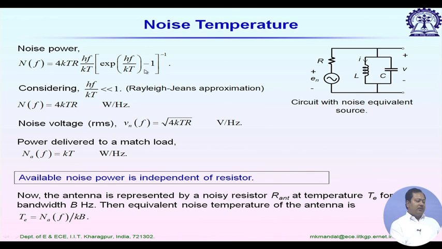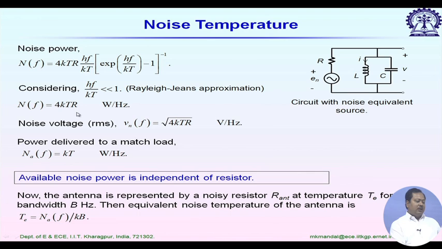Now, if we consider a low frequency high temperature case, so that means hf by kT much less than 1, this condition is also called Rayleigh-Jeans approximation. In that case, e to the power x, we can terminate the exponential series by its first two terms. So it is 1 plus x, that means 1 plus hf by kT. So we have finally Nf equal to 4kTR.